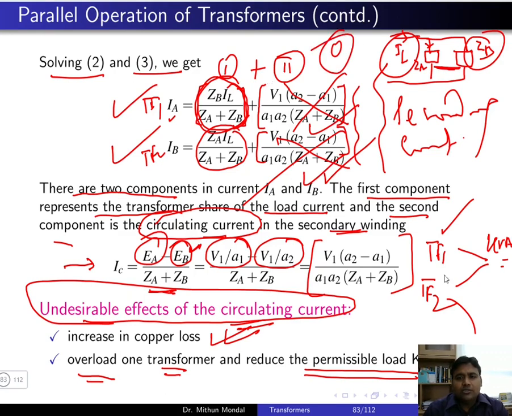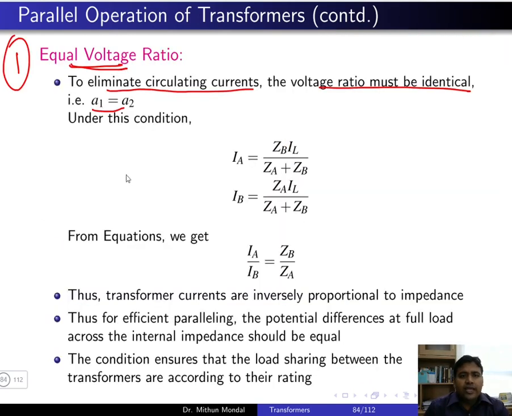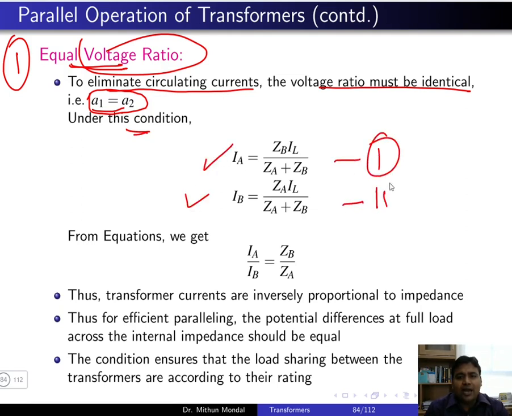So this will become 0 only when you will have A1 is equal to A2. Once A1 is equal to A2, then the second term, that is the circulating current, will become 0. A1 is equal to A2 means the turns ratio is equal or the voltage ratio is equal. Under this condition, you will have the current equations IA and IB.